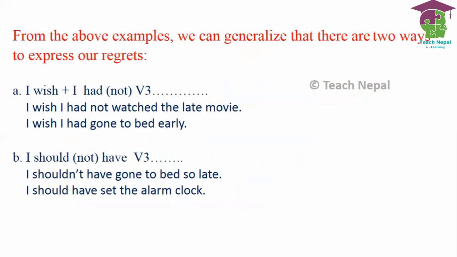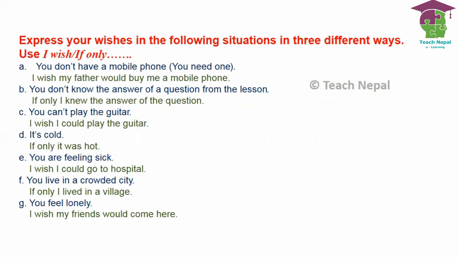First structure: I wish I had not, plus verb 3, right? Next is, I should not have done that, or I should have done that. So the exercises you have been given from the textbook, you have to make wishes using I wish, if only, in three different ways.